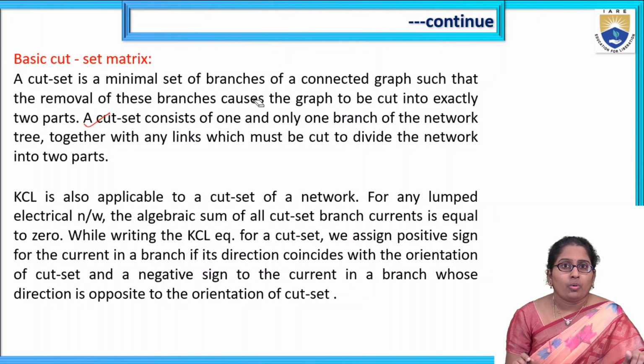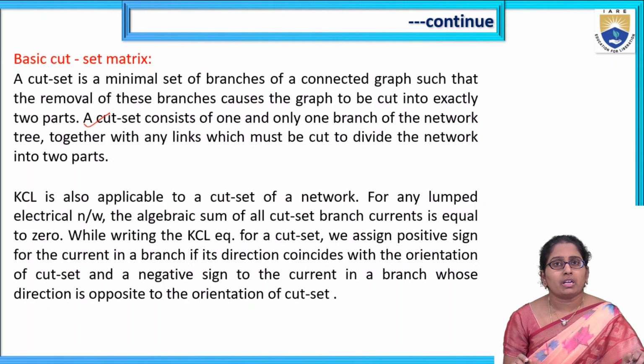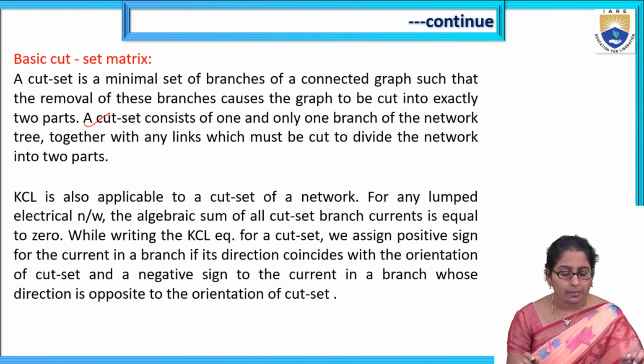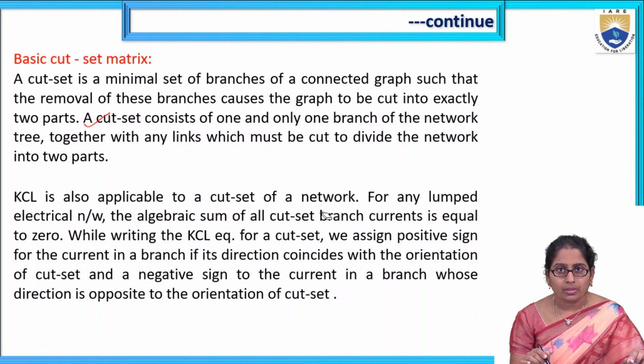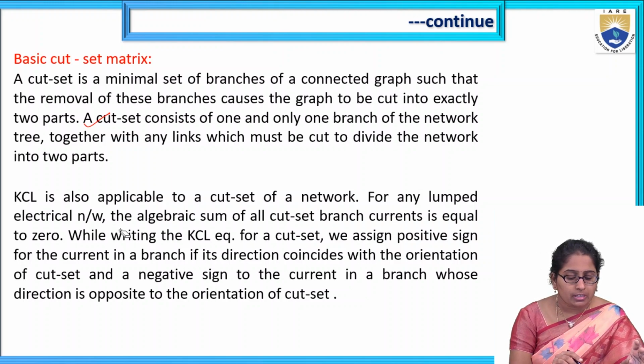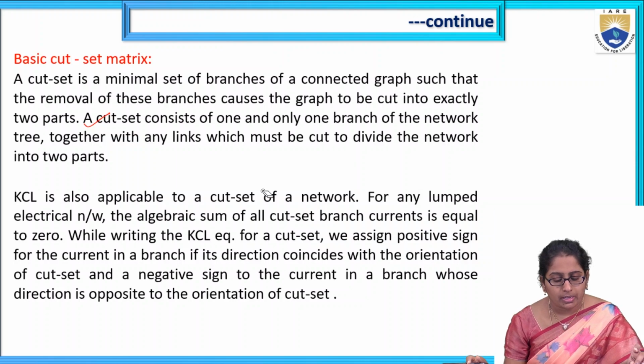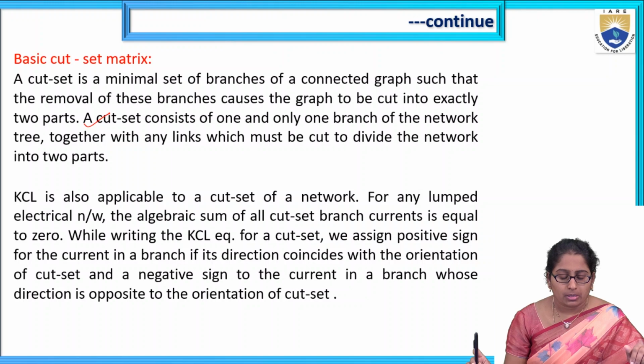Next thing is how this cut set matrix is created. KCL is applied. KCL is applicable to a cut set of a matrix. For any lumped electrical network, the algebraic sum of all cut set branch currents is equal to 0.